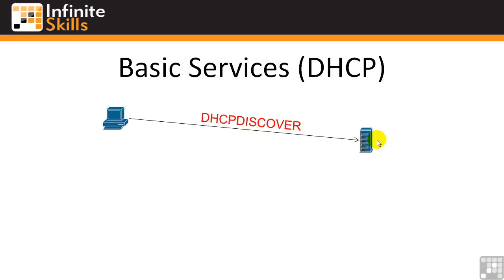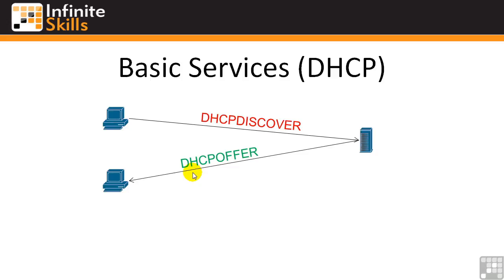The DHCP server then replies back to your workstation with a DHCP offer. Hey, I can service your DHCP request. Now, if you have multiple DHCP servers on the network, this workstation may get multiple DHCP offers back. Most organizations only have one per network.